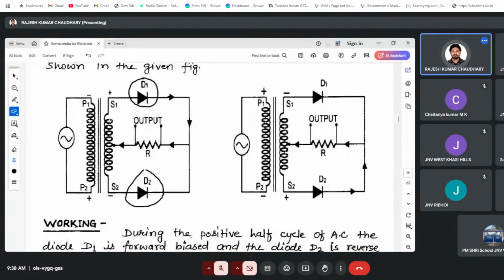You can see that in the first case, which diode is in forward bias? Tell me, in the first positive half cycle, which diode is in forward bias? Can anyone see the diagram and tell me? Write in the chat box. Try to see this diagram very carefully and tell me.